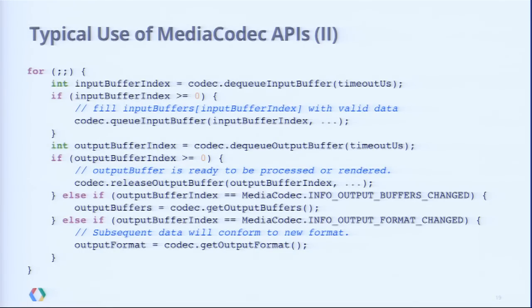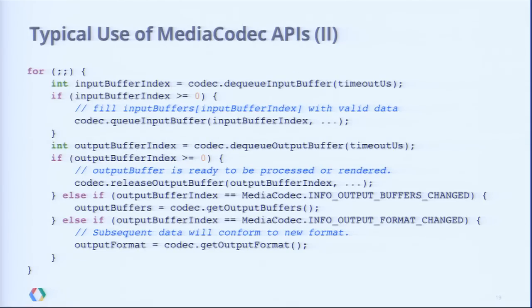If the return value from dequeueOutputBuffer is negative, there are 3 cases I mentioned. Okay, the slides only show 2 cases. So the first case is timeout. Basically, you can check whether it's a timeout. If it's a timeout, you can retry until you find an output buffer available. Otherwise, if the return value is INFO_OUTPUT_BUFFERS_CHANGED, that means the buffer size or number of buffers may change. So you need to refresh the array of byte buffers for output. You call getOutputBuffers for that purpose.